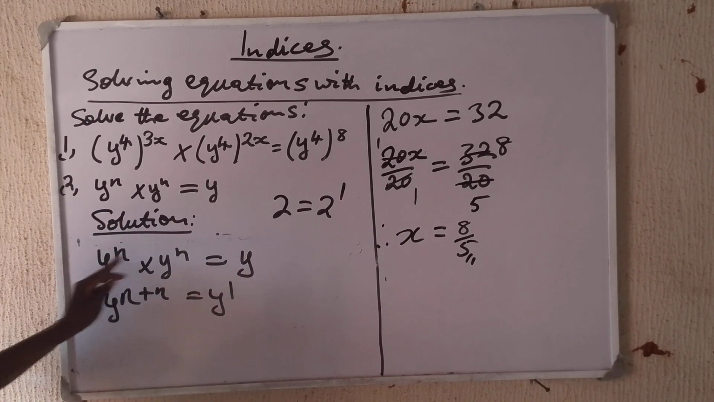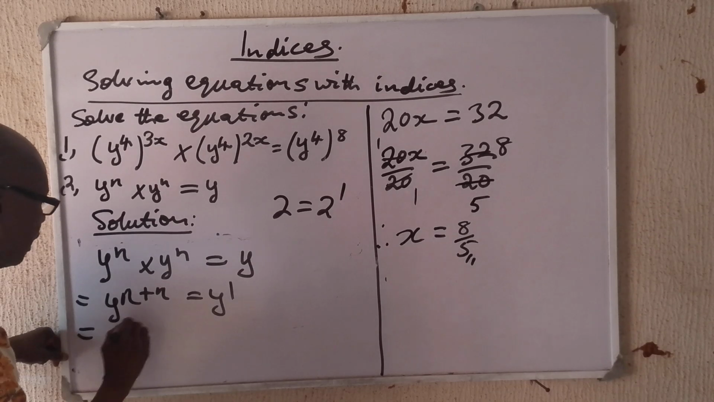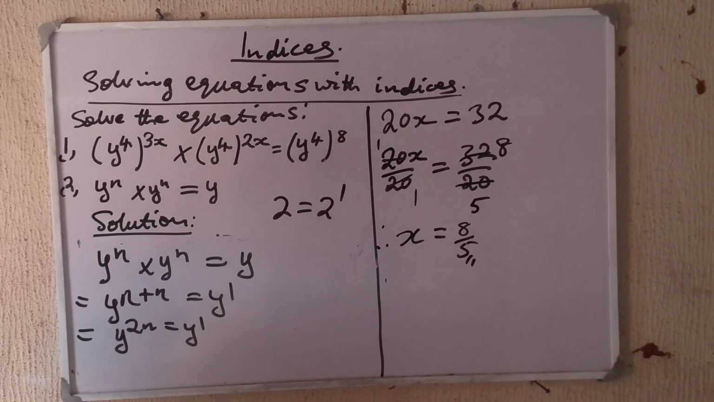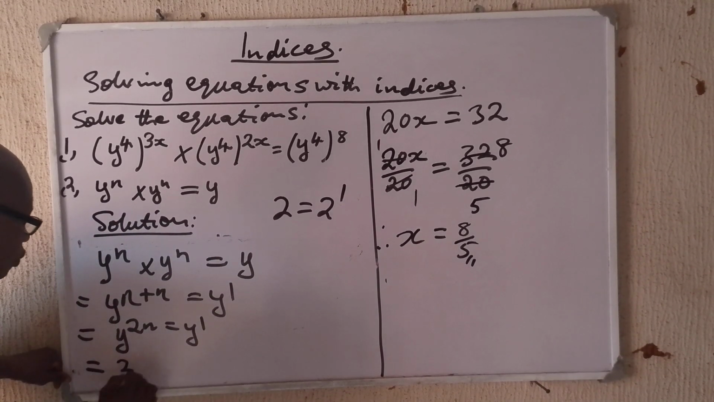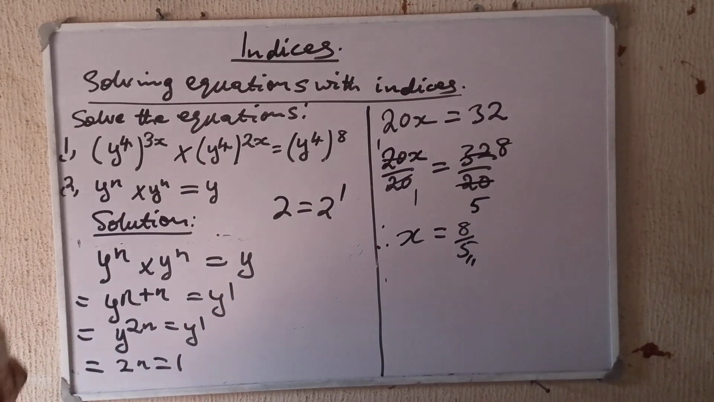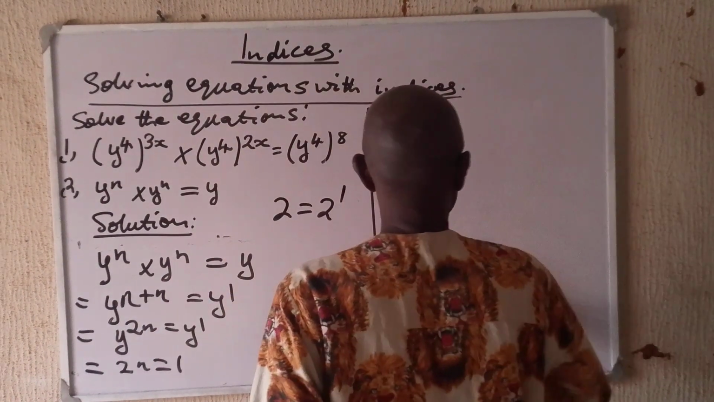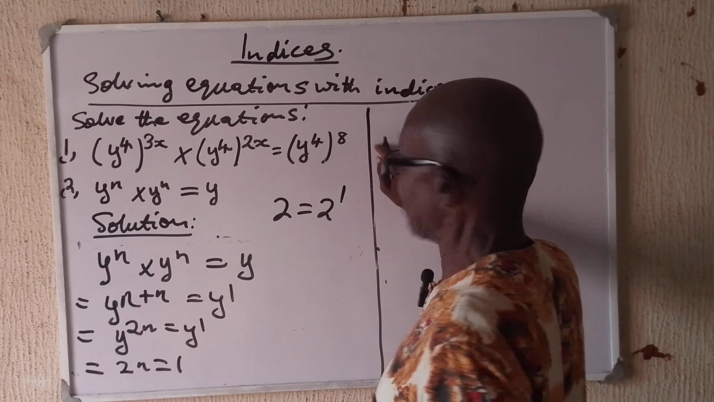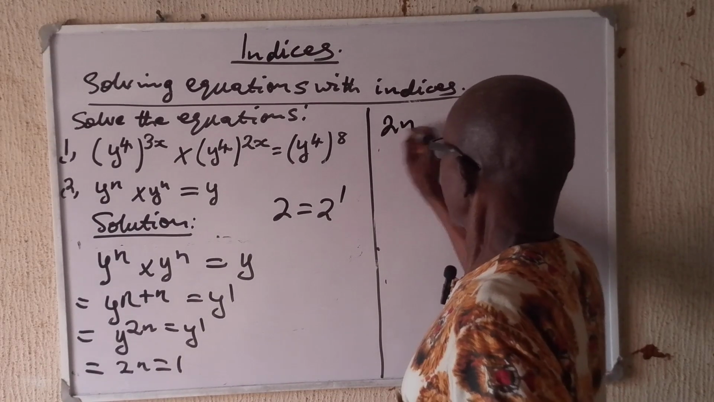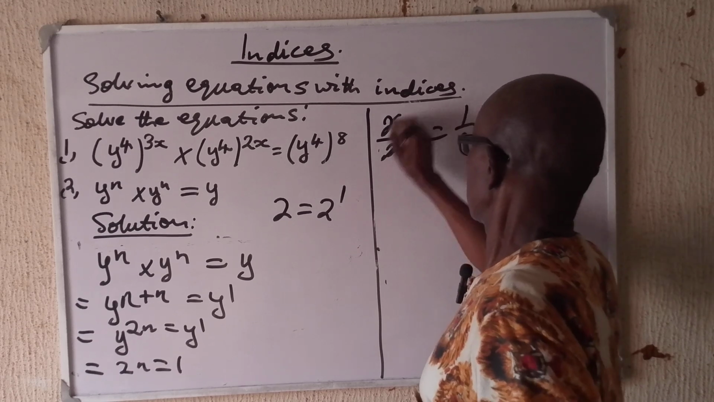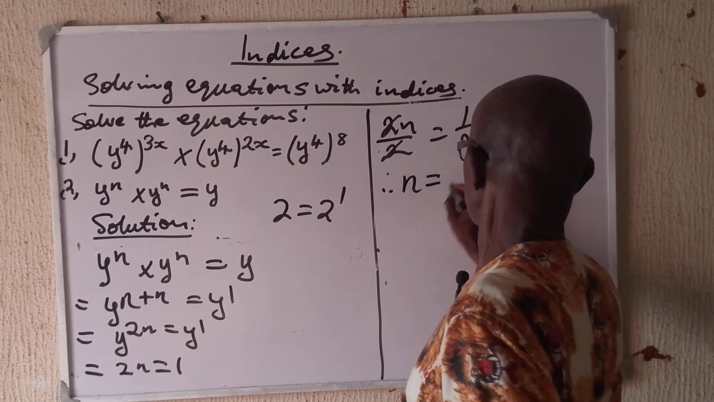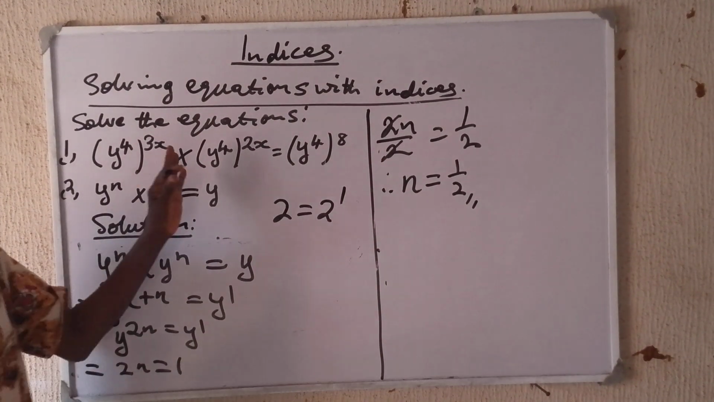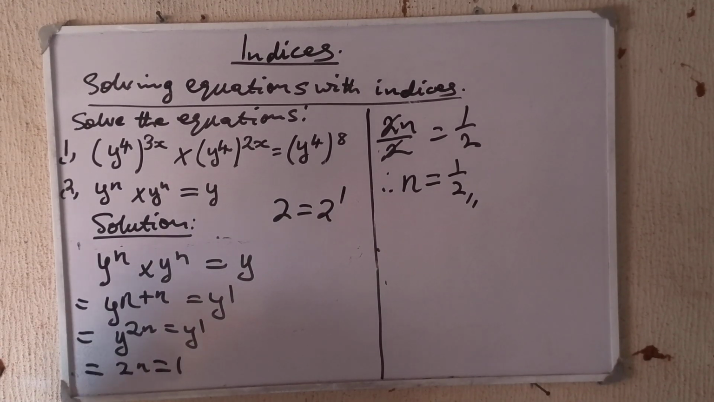Yes, here we have to add the powers as usual. And that will give us y^(2n) equal to y^1. Equating the powers as we did before, 2n is equal to 1. And from there we will be able to find the value of n. If 2n is equal to 1, divide through by 2. So 2n over 2 is equal to 1 over 2. We divide and we have n is equal to half. So that is the answer, and the end of these questions we will see in the next lesson.